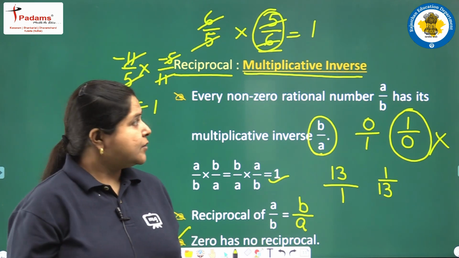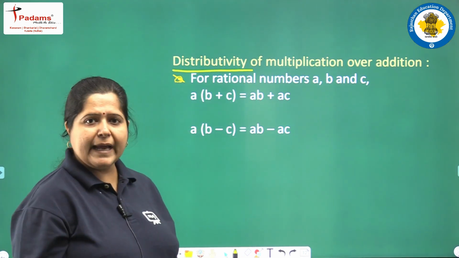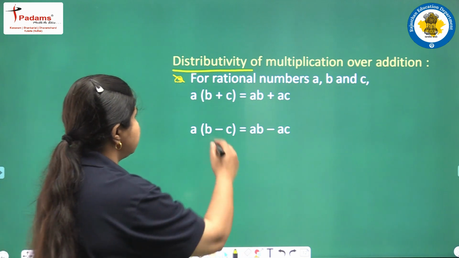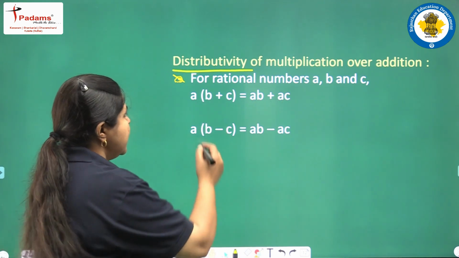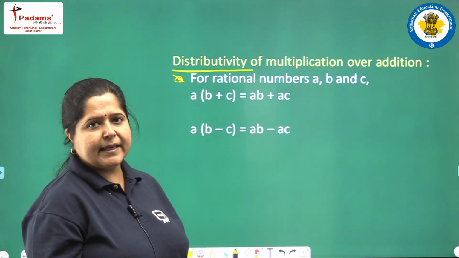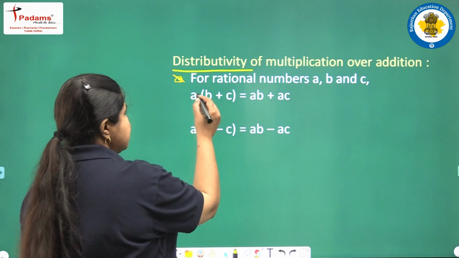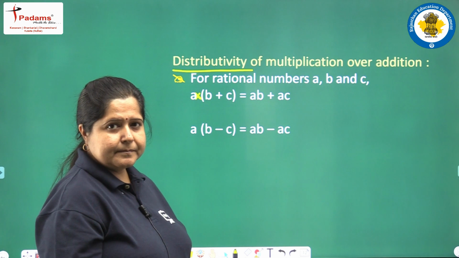Next we move on to the distributivity of multiplication over addition. What does this say? For rational numbers a, b and c, a into b plus c is equal to ab plus ac. Here there is no symbol, that means we are multiplying here.